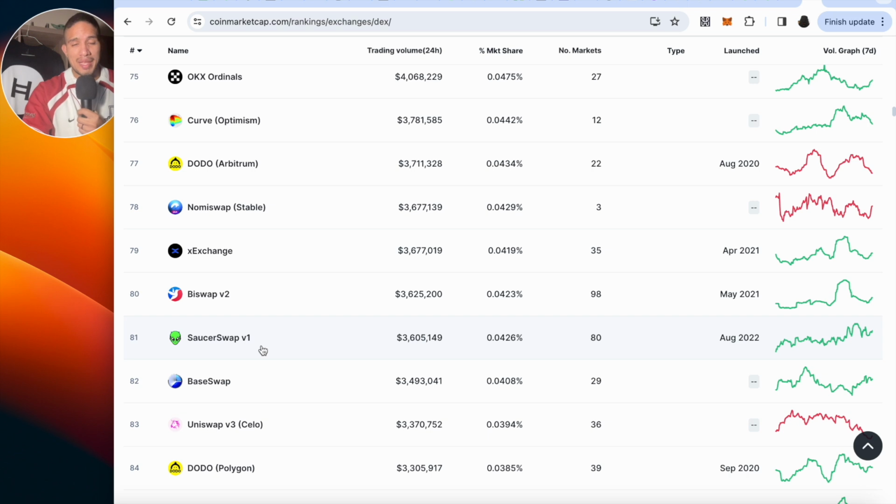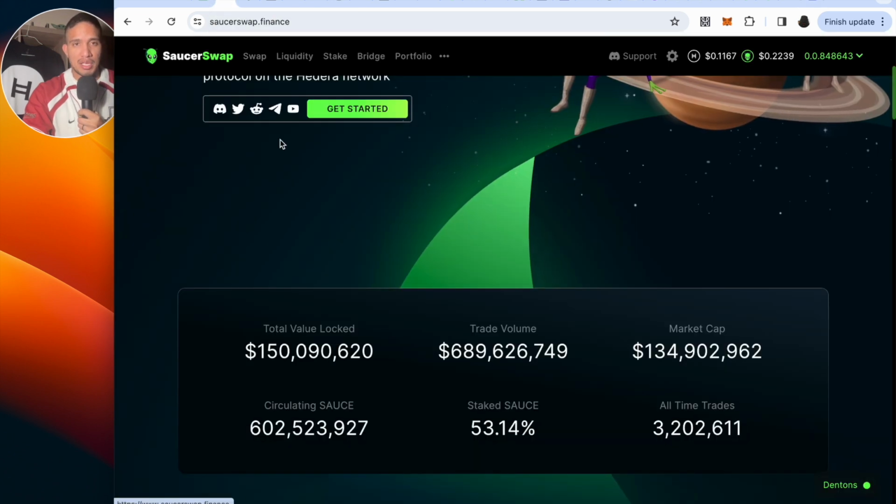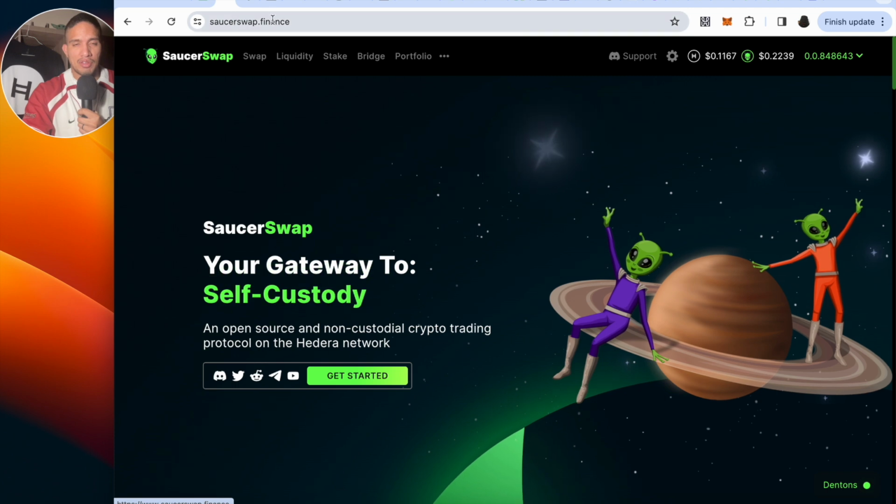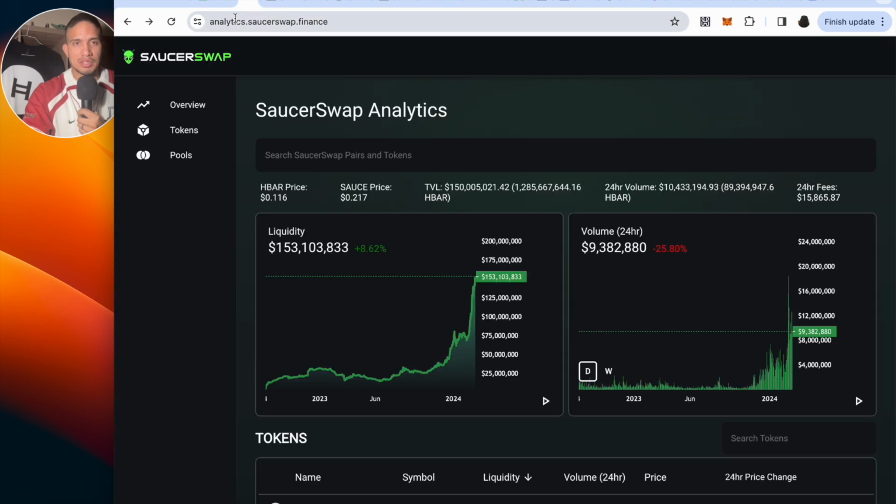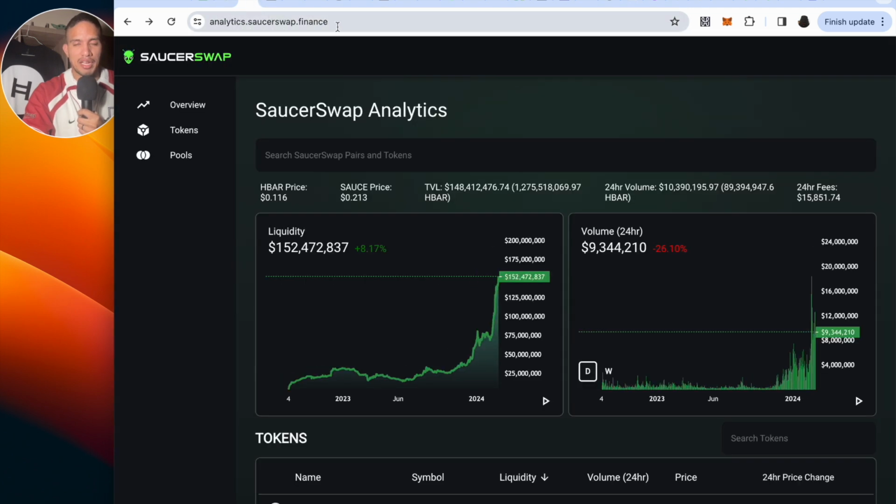Okay, SAUCERSWAP, it's a decentralized exchange. Okay, you got a token you like, come and get it. The front end, like I explained, is SAUCERSWAP Finance. The back end, which is the analytics, is Analytics and SAUCERSWAP Finance. Those are the two websites that you're gonna come to find out information about SAUCERSWAP.